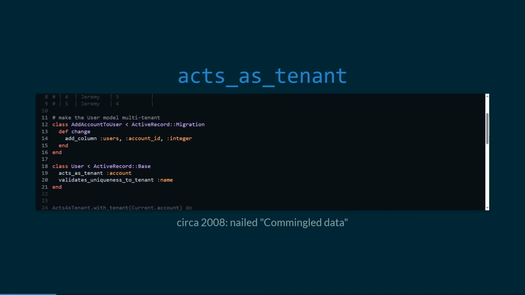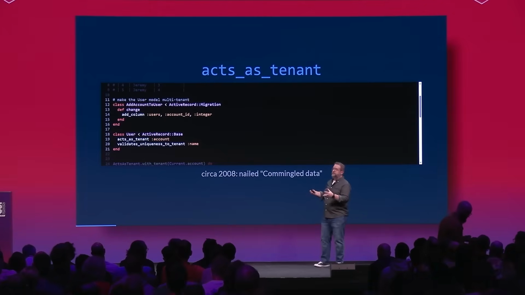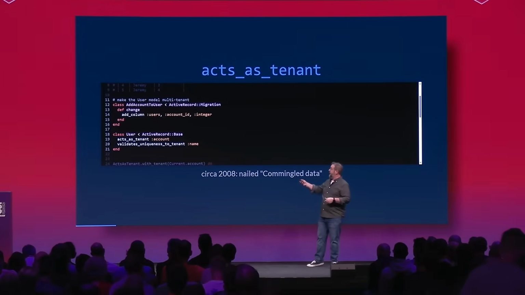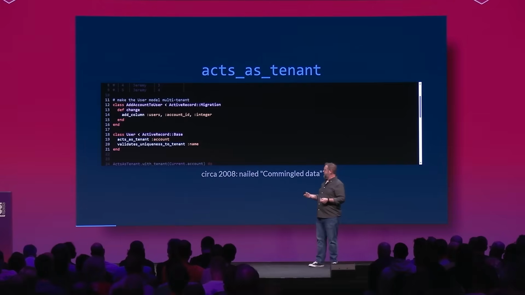The acts_as_tenant gem provides a lot of this functionality, but you have to do the normal Rails thing. You add an account ID column to your table, you call acts_as_tenant, which sets up the belongs_to association with the account. And if you need to do extra things like scope your uniqueness constraint to be unique within a tenant as opposed to unique within an entire table, acts_as_tenant lets you do that too.